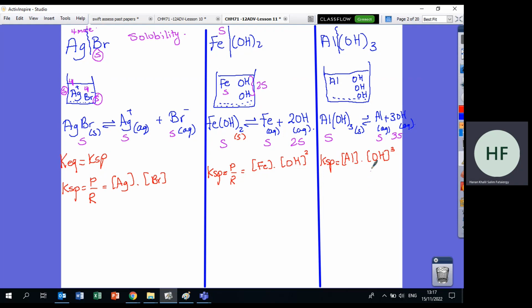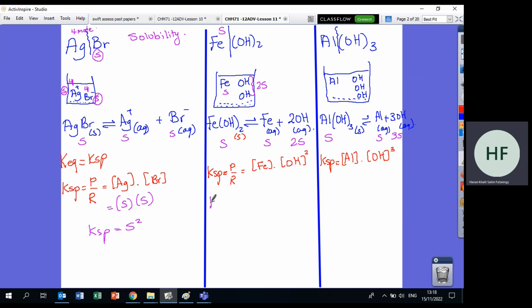Okay, so far good. Now let's replace Ag and Br with S. S times S is equal to S squared. Now how do I benefit from this? If I gave you the value of Ksp in numbers, you can calculate S. For example, if I say for you Ksp is 1.6 times 10 to the minus 5, S will be the square root of 1.6 times 10 to the minus 5. So you can calculate the solubility.